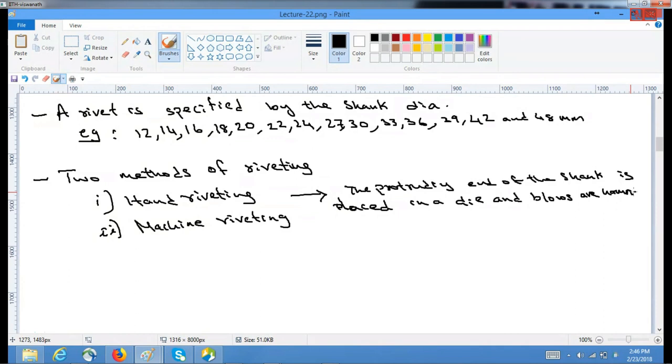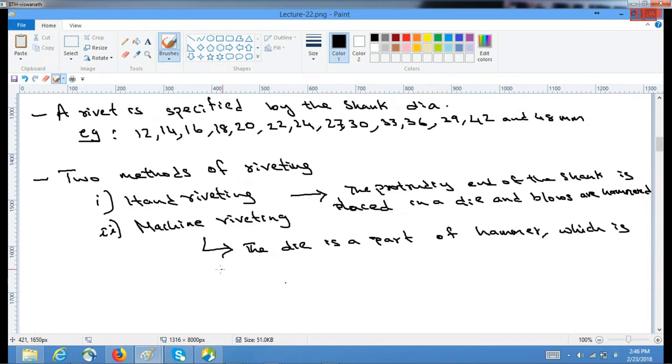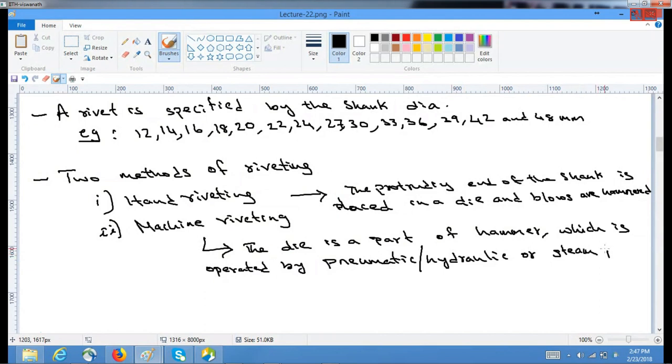whereas in machine riveting, the die is a part of the hammer, which is operated by either pneumatic, hydraulic or steam pressure.